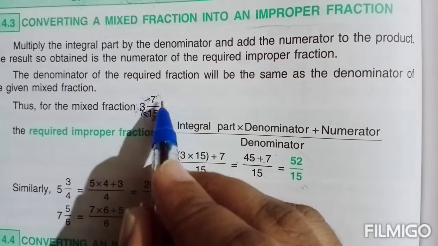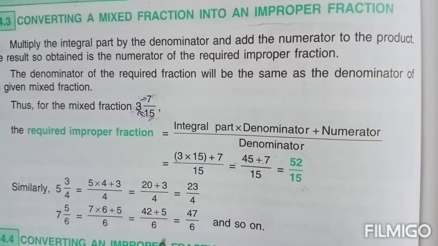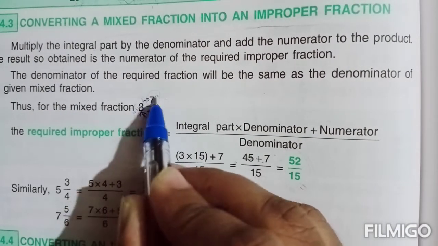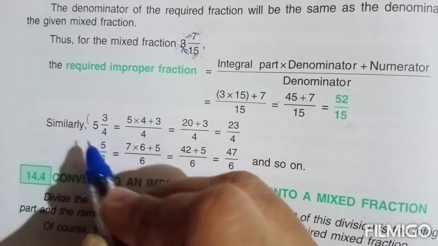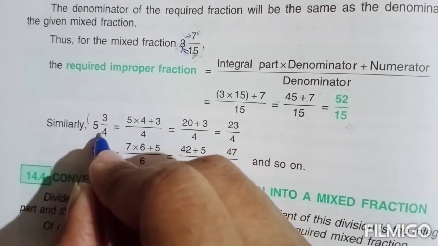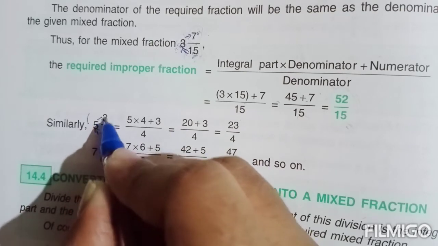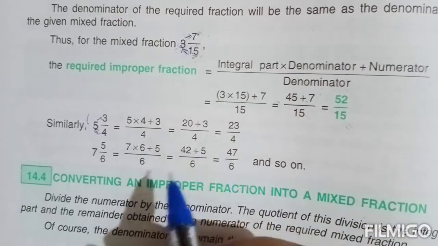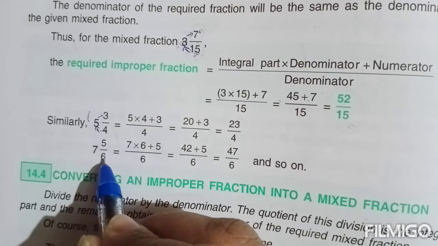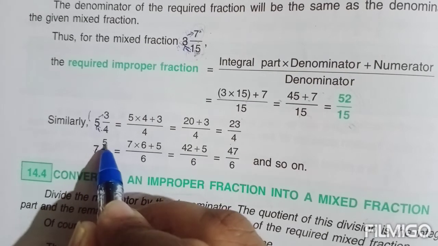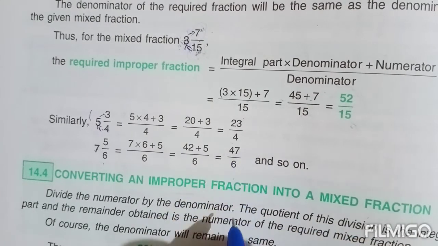Then you divide that by the denominator, divided by 15. So it is 15 into 3 plus 7 by 15. Similarly, 5 and 3 by 4: it is 4 into 5 plus 3 by 4, which will be 23 by 4. Similarly, 7 and 5 by 6 is 6 into 7 plus 5 by 6, that is 47 by 6.